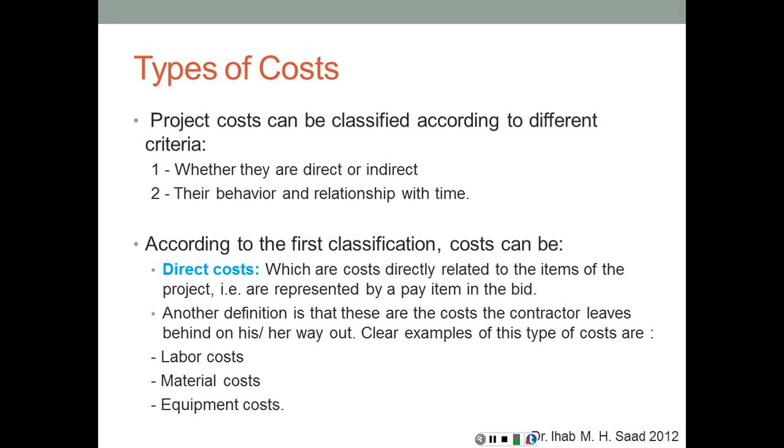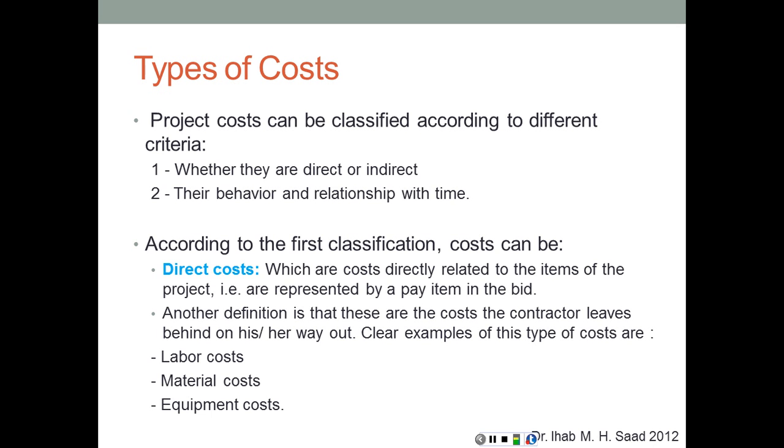So now we need to learn about the different types of costs and different classifications of these costs. Project costs can be classified according to different criteria. One of them is whether they are direct or indirect costs, and this is something that you should have learned in an estimating class, for example, but we're going to talk about it again just to make sure that you do understand this point. The second way of classifying costs is based on their behavior and relationship with time.